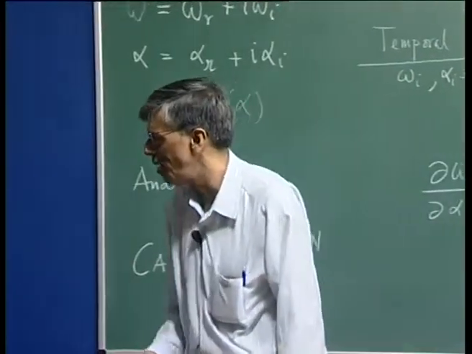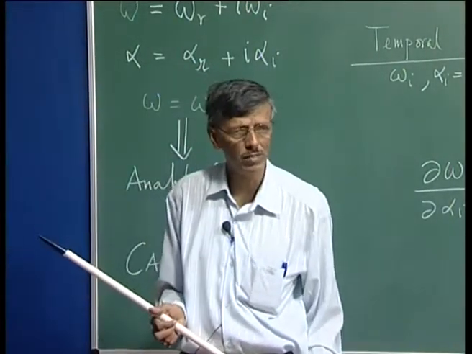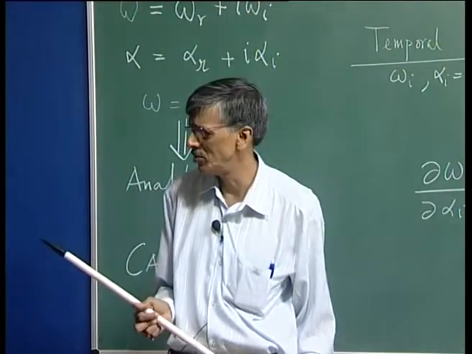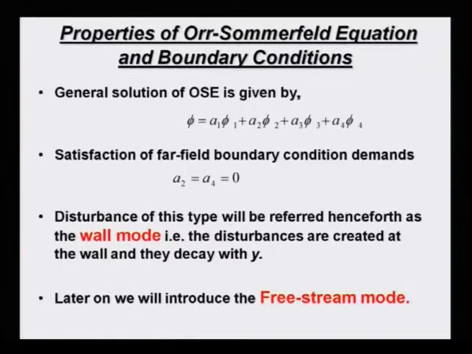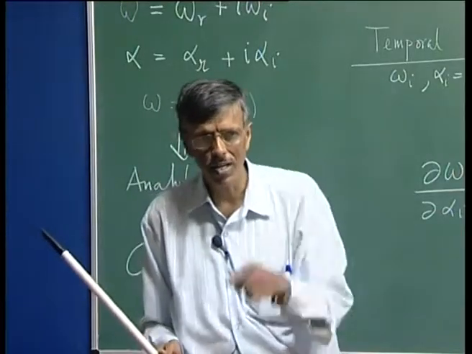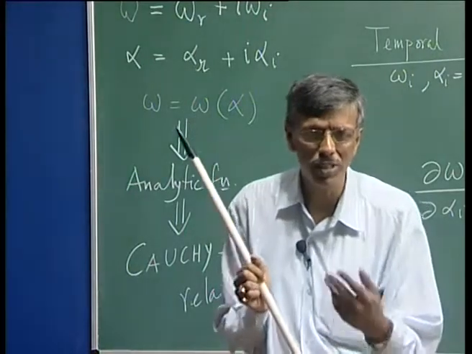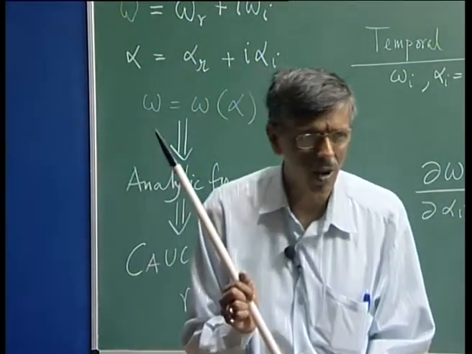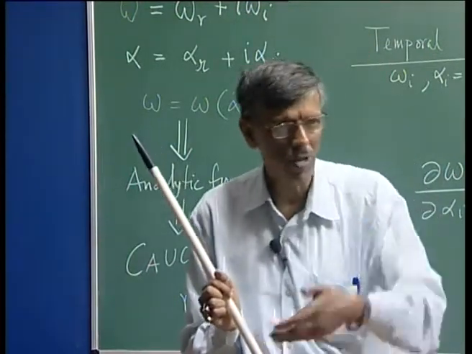So, we are talking about a particular attribute of the disturbance field. What is this disturbance field going to be like? It goes like e to the power minus alpha y and e to the power minus q y. So, the disturbance is predominant where? Closer to the wall, because as we increase the height, we are going to decay.